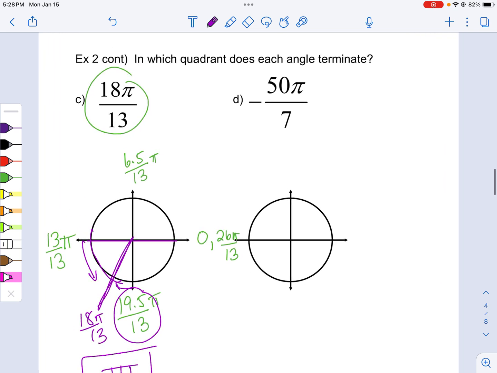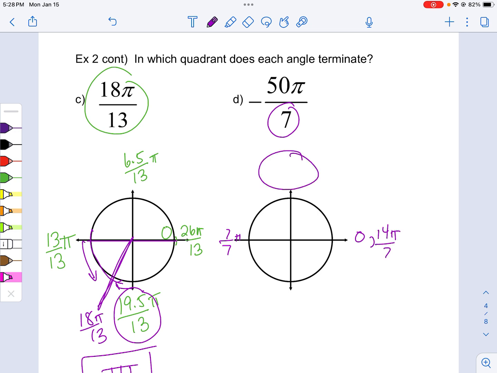All right, last one is kind of a big one. It's negative 50 pi over 7. So let's go ahead and label that circle. I'm going to slide that over just so I have some extra room. So if I start at 0, I'm in terms of sevenths. So this is going to be 7 pi over 7. I know a full circle is half of 7 and another half of 7. So a full circle would give me 14 pi over 7.